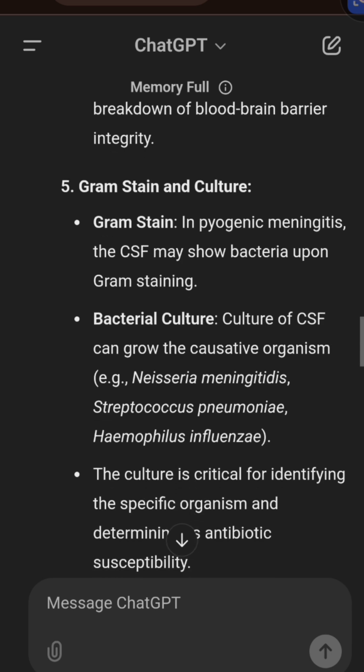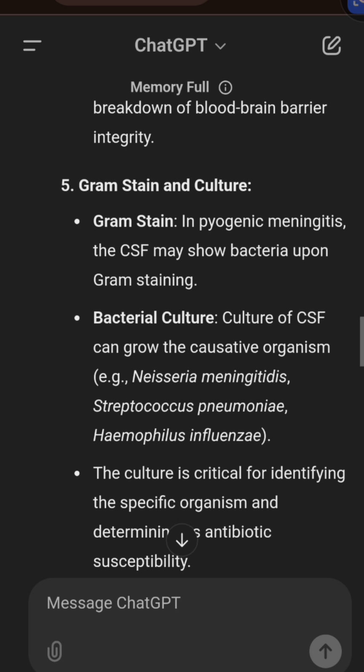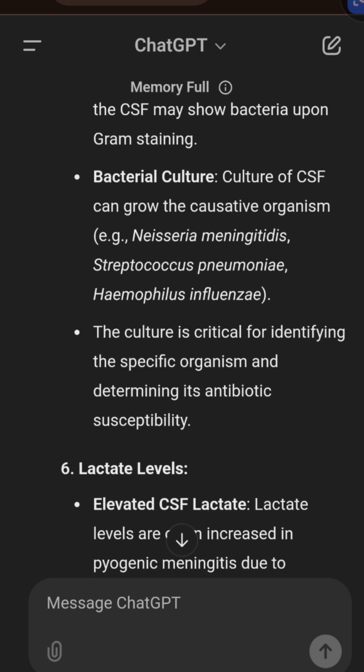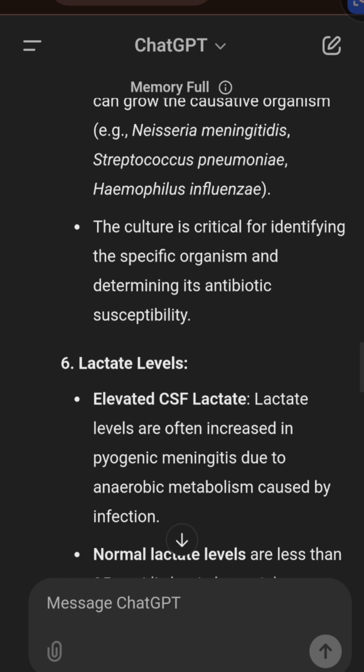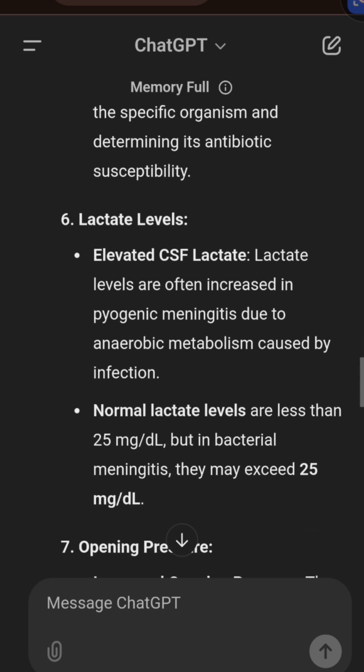Gram stain and culture. Gram stain is positive in pyogenic meningitis. The CSF may show bacteria upon Gram staining. Bacterial culture of CSF can grow the causative organisms: Neisseria meningitidis, Streptococcus pneumoniae, Haemophilus influenzae. The culture is critical for identifying the specific organism and determining the antibiotic susceptibility.